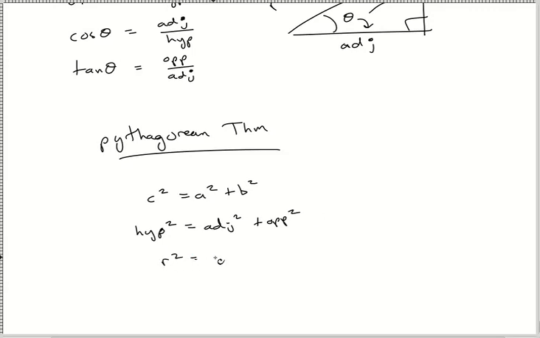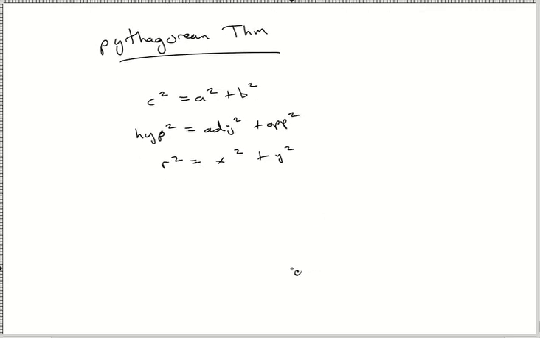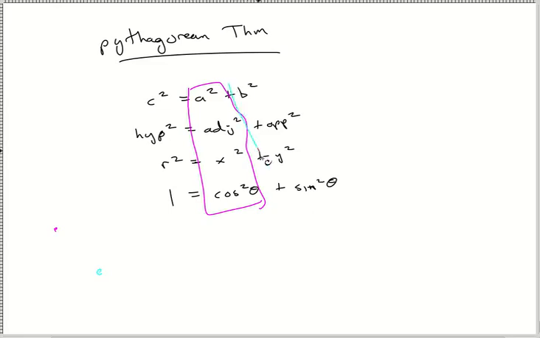Another one is r squared is equal to x squared plus y squared. And finally, 1 is equal to cosine squared theta plus sine squared theta. That one's a little different. I don't even know if we're going to be using this one today or not, so I don't want to focus too much on it. But the idea is that all of these right here are the same, and all of those over here are the same.